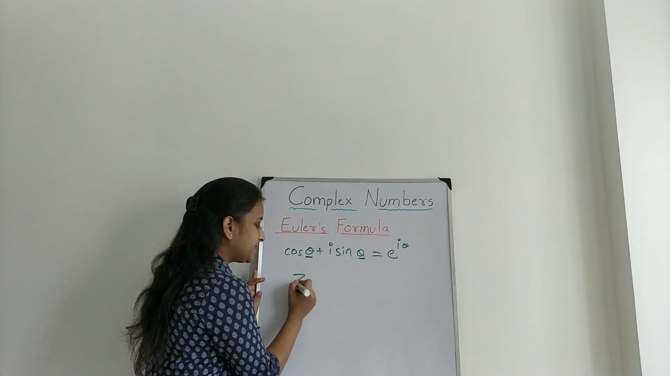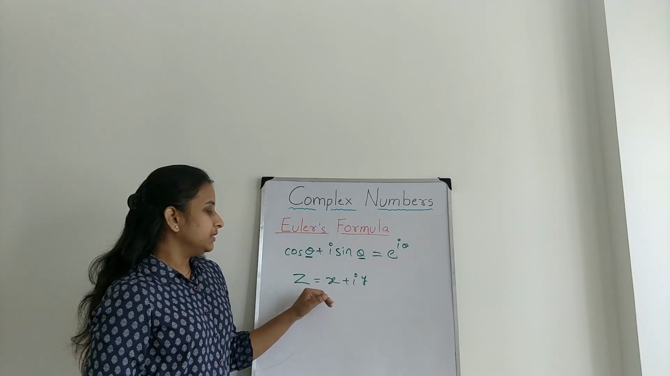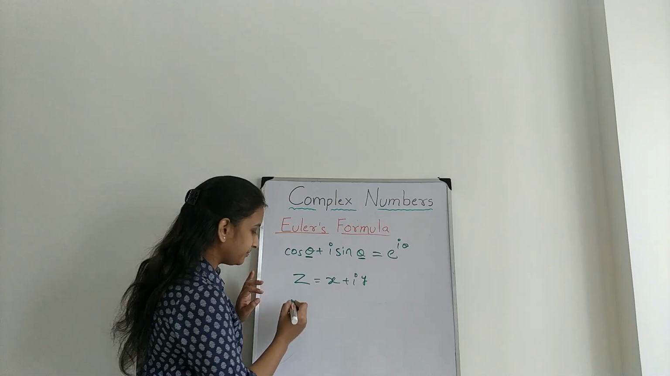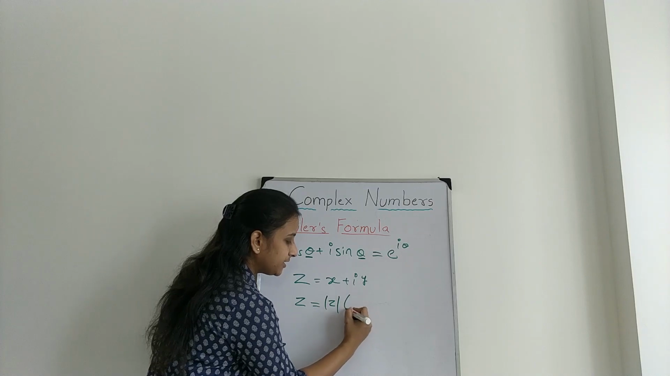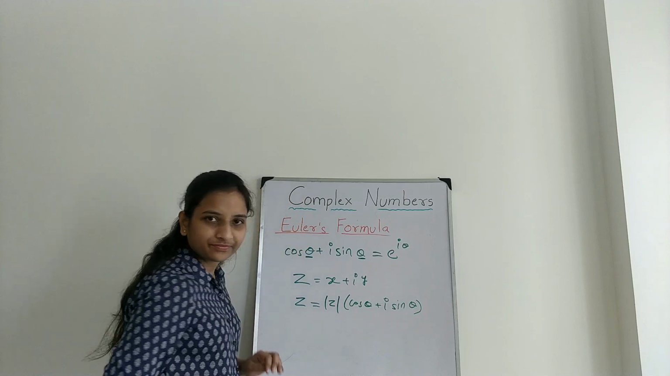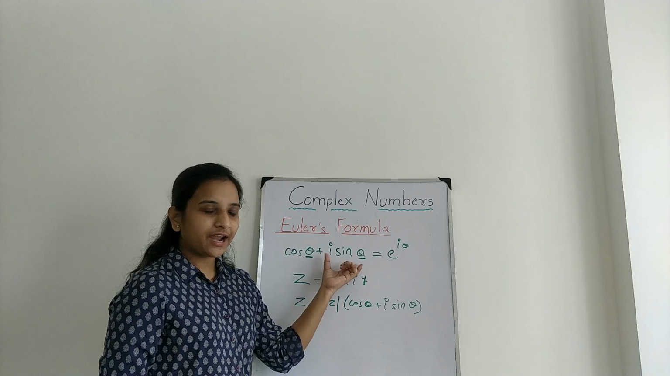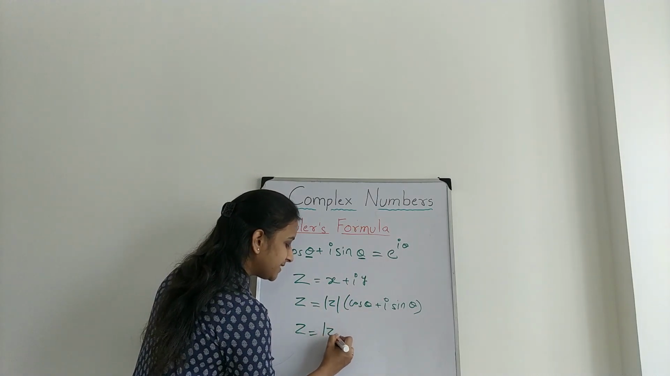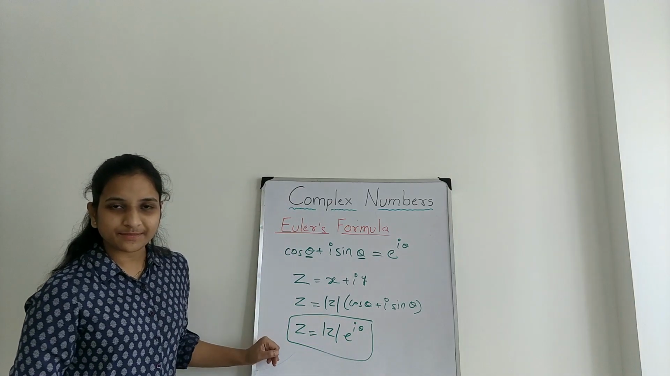We have seen a complex number in Cartesian form, x plus iy. This is the standard form. I am converting this into the polar form. In my last video, I have already taught you that z in polar form is mod z times cos theta plus i sin theta. Now, instead of this bracket, I can use this formula and write e power i theta here. So, z is equal to mod z e power i theta. This is your complex number in Euler form.